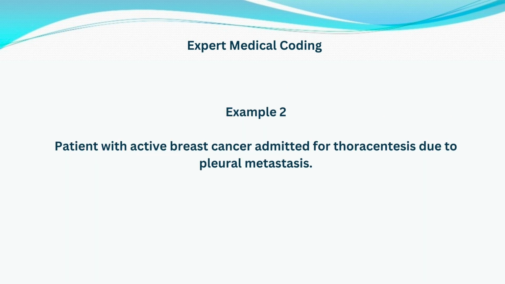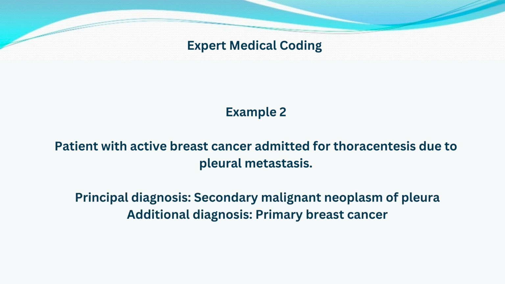Let us see another example. A patient with active breast cancer is admitted for thoracentesis due to pleural metastasis. So here we'll give the principal diagnosis as secondary malignant neoplasm of pleura and the additional diagnosis as primary breast cancer. Here the patient was admitted specifically for thoracentesis, and the thoracentesis was needed because the cancer had spread to the pleura. So in this case, the focus of the hospital stay is the metastatic site, that is the pleura. So that's why we have to give the secondary malignant neoplasm of pleura as principal diagnosis, and additionally we can assign the primary breast cancer code.